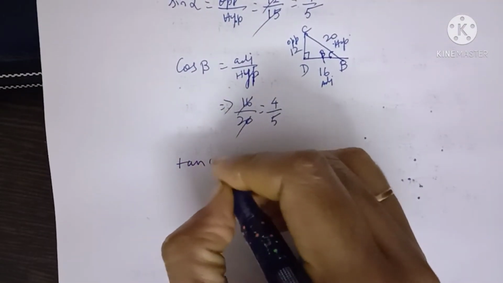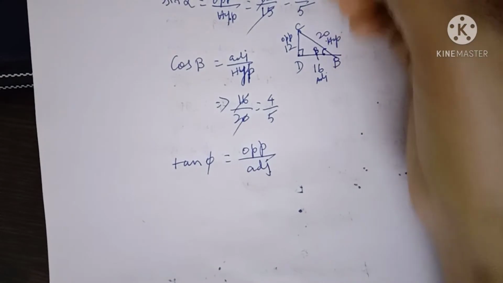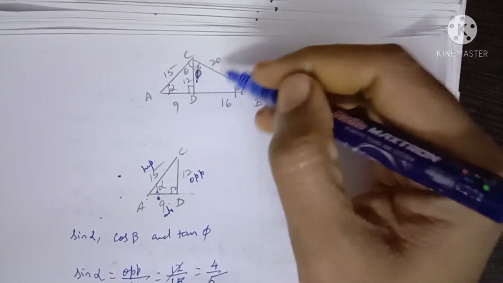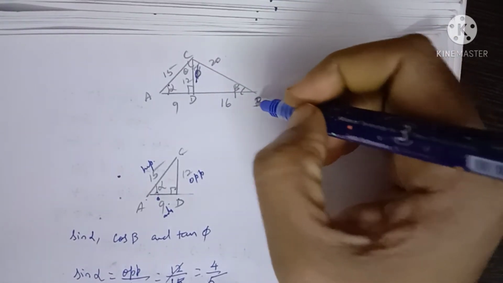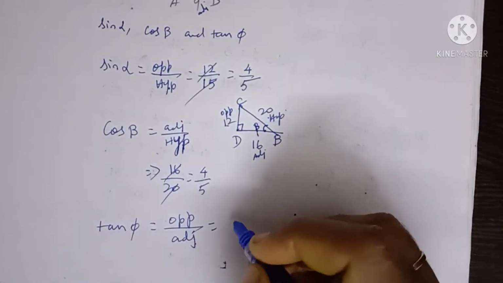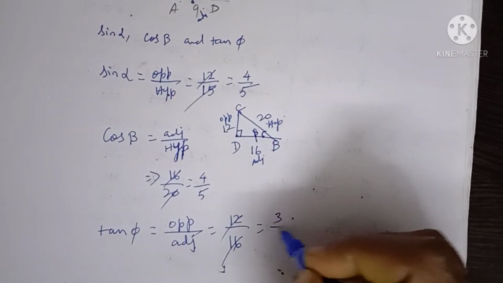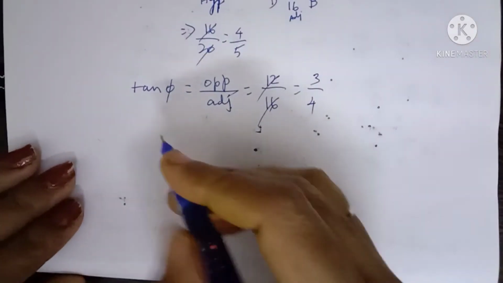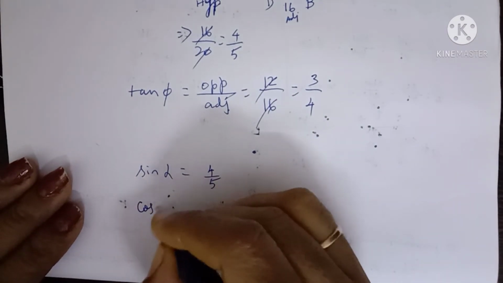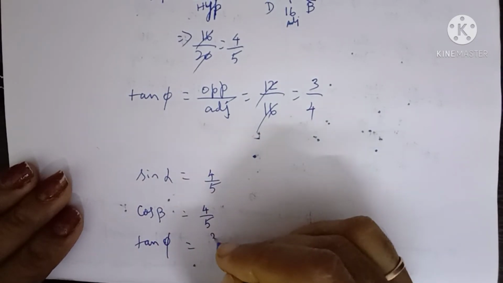Then tan pi. Tan is opposite by adjacent. They given the value of pi here. Again you have to take the triangle BDC. So opposite side is 12, adjacent side is 16. In 4 table, 4 3s are, 4 4s are. Therefore, sin alpha is equal to 4 by 5. Cos beta is equal to 4 by 5. And tan pi is equal to 3 by 4.